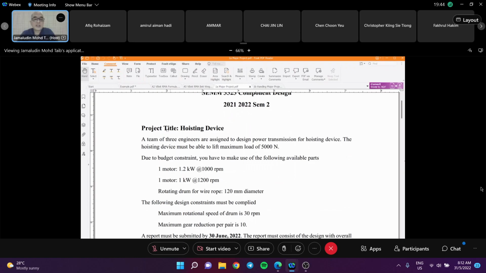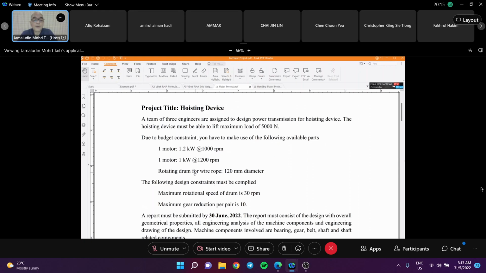A team of 3 engineers, among you maybe 2 engineers, are assigned to design a power transmission for a hoisting device. The hoisting device must be able to lift a maximum load of 5,000 Newton, roughly 500 kg. Due to budget constraint, you have to make use of the following available parts. One motor, 1.2 kilowatt, at 1000 RPM, power rated. The other motor will be 1 kilowatt, at 1002 RPM.